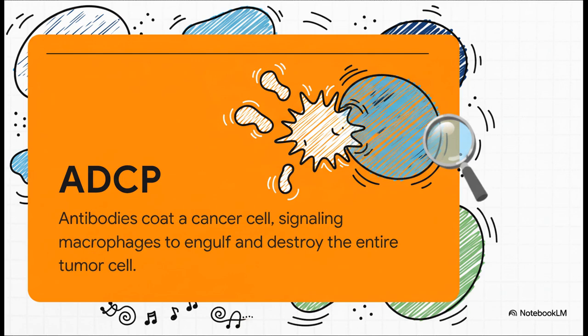And for the final move in this amazing trio, we have ADCP. In this case, the antibodies coating the cancer cells send out these loud, "Eat me" signals. This brings in the immune system's cleanup crew, the macrophages. They see the signals, they move in, and they just swallow the cancer cell whole. Gone. Just 3 different dance moves, all kicked off by antibodies, all ending in the cancer's defeat.